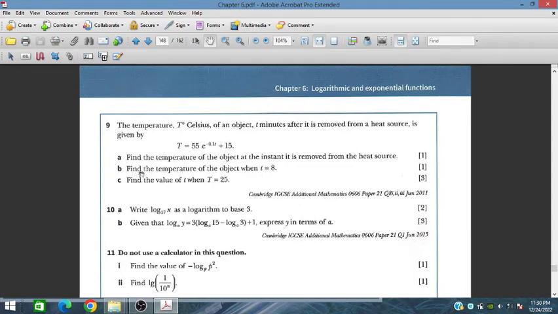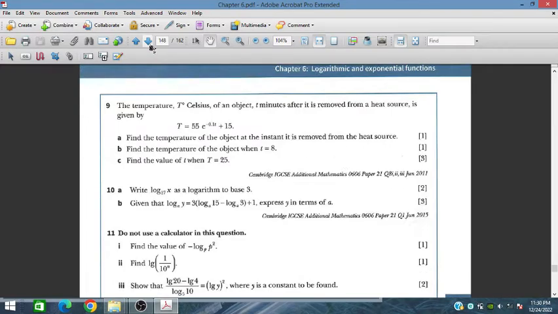Find the temperature of the object at the instant it is removed from the heat source. So it is removed at T is equal to 0. So at T is equal to 0, this will be 1. So 55 plus 15, at that instant the temperature would be 70. And find the temperature of the object when T is equal to 8. So in place of T we will place this 8 and we will solve this value. Find the value of T when capital T is equal to 25. So in place of capital T, we will write 25 and we'll find the value of t. So let's solve this question 9.